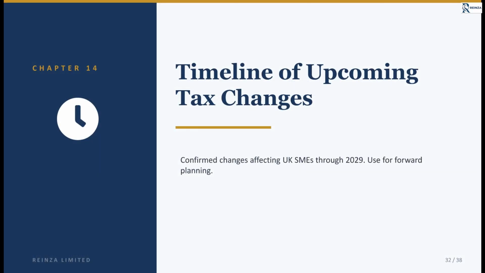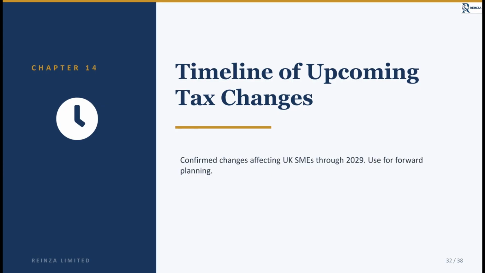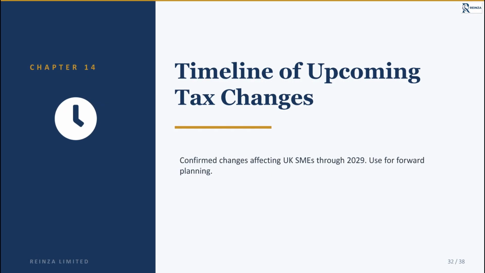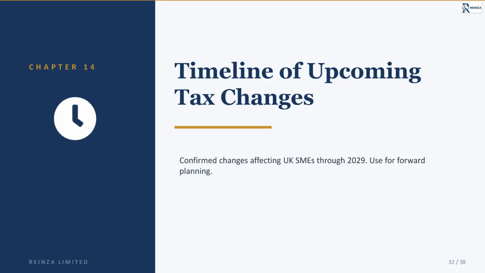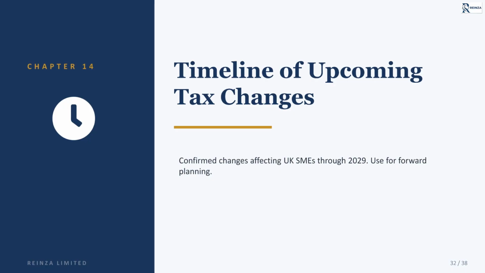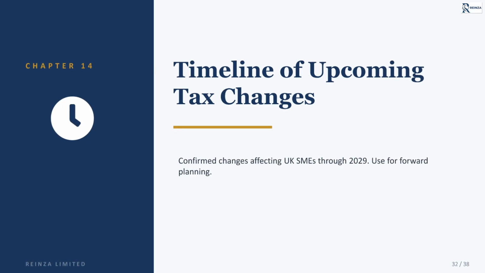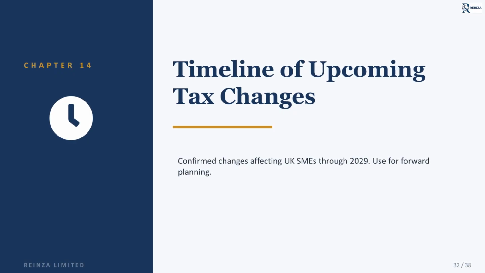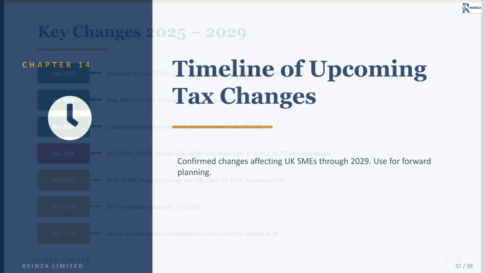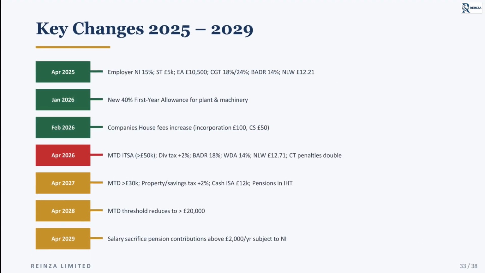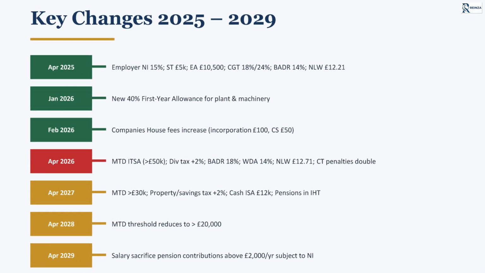Chapter 14. Timeline of upcoming tax changes. In this final chapter, we bring together all the confirmed changes affecting UK SMEs from 2025 through to 2029. This timeline is essential for forward planning. I recommend keeping a copy and reviewing it regularly. Let me walk through the key changes chronologically.